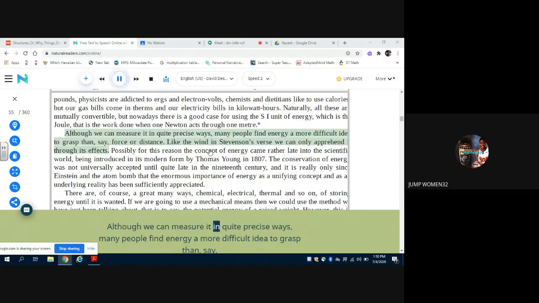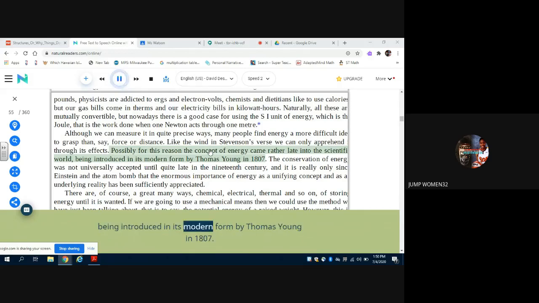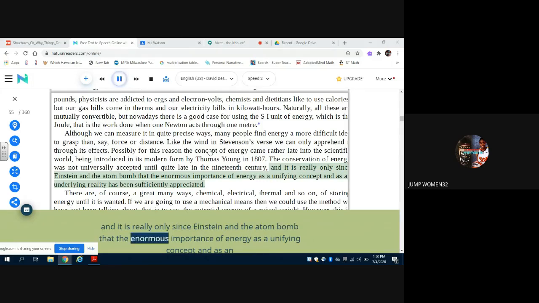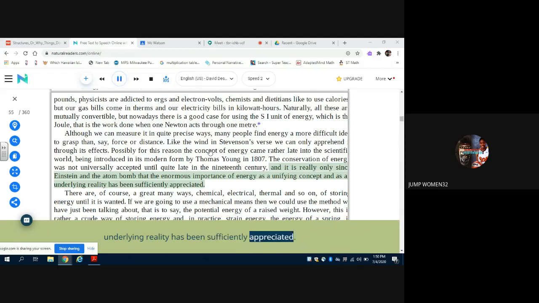Although we can measure it in quite precise ways, many people find energy a more difficult idea to grasp than, say, force or distance. Like the wind in Stevenson's verse, we can only apprehend it through its effects. Possibly for this reason, the concept of energy came rather late into the scientific world, being introduced in its modern form by Thomas Young in 1807. The conservation of energy was not universally accepted until quite late in the 19th century. And it is really only since Einstein and the atom bomb that the enormous importance of energy as a unifying concept and as an underlying reality has been sufficiently appreciated.